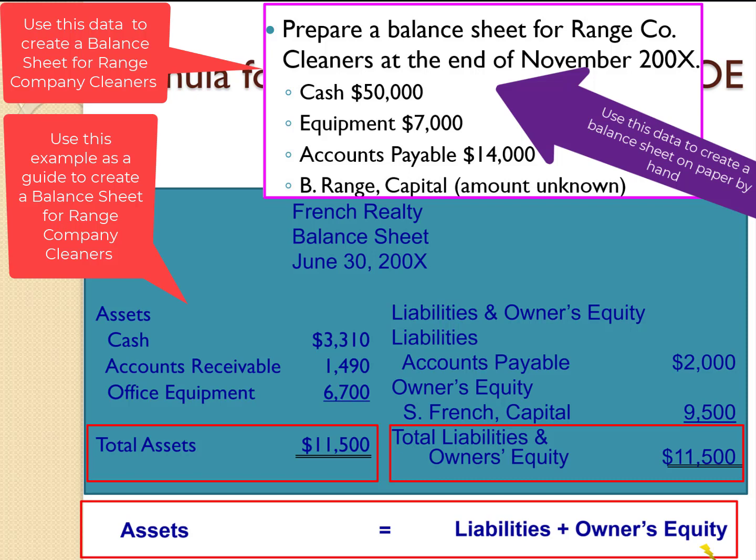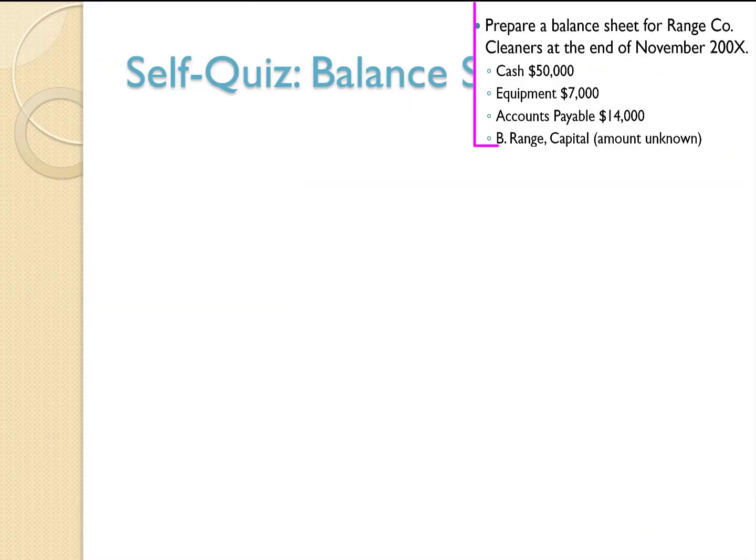So did you pause the video and actually do it? If so, let's go look at the solution. So here we're going to show the solution for your balance sheet. What should the top line be of the three-line heading? It should be the name of the company, which in this case is Range Company Cleaners.